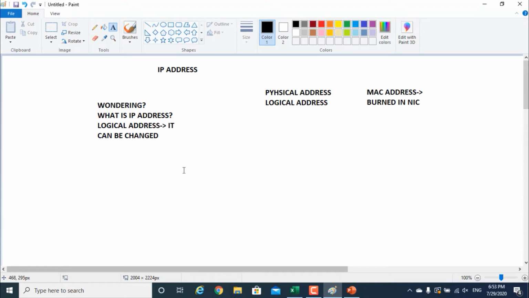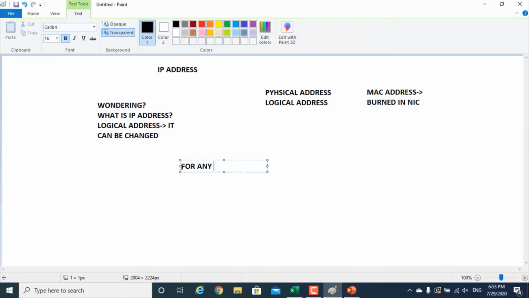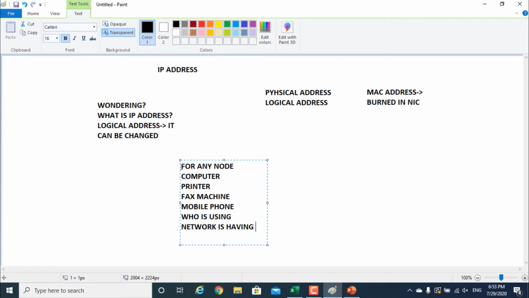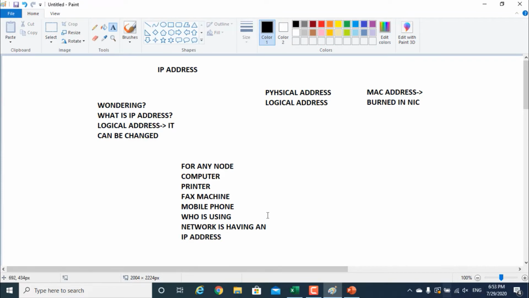But what is an IP address, guys? For any node, whether that's a computer, meaning your laptop, or a printer, a fax machine, or a mobile phone, any node that is using a network has an IP address. For example, in your computer, you're right now using the internet, so you definitely have an IP address. When you use the internet on your mobile phone, you definitely have an IP address.